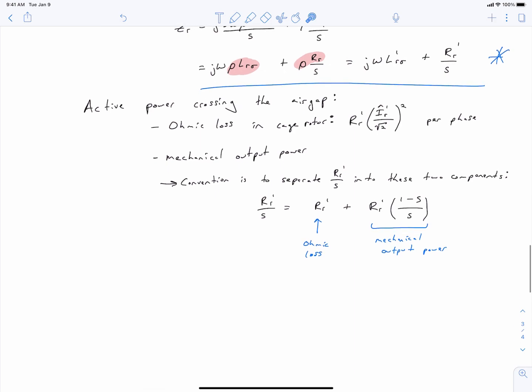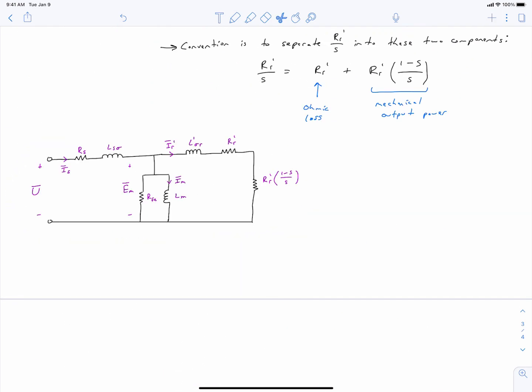And so now we're finally in a position to draw our final equivalent circuit, which we splashed up on the screen at the beginning of the video. So here is our component for ohmic losses in the rotor. Here is our mechanical output power. We've got our current phasor for the magnetizing current. We've got our current phasor for the rotor current referred to the stator.